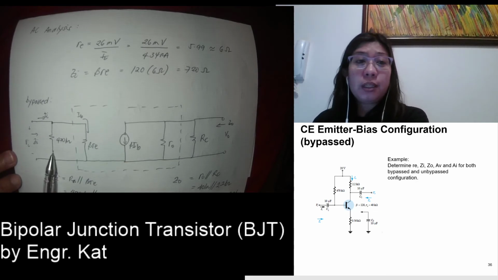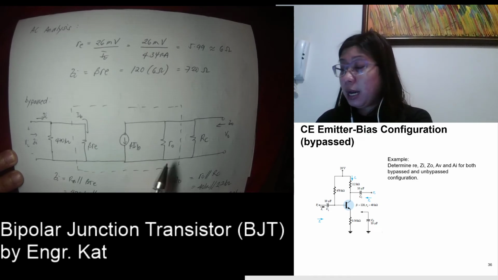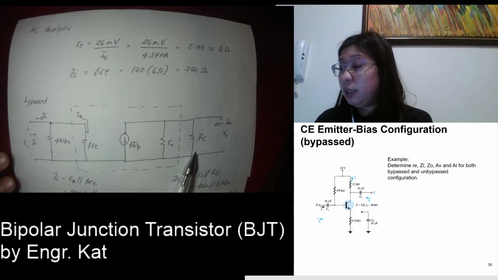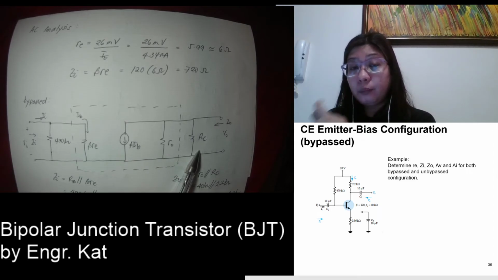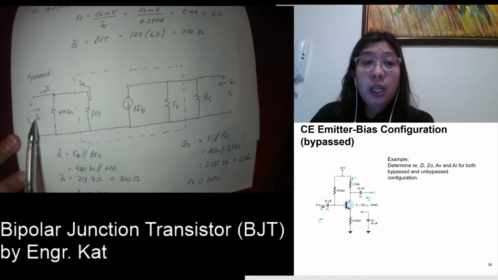So we have the 470 here, we have the beta RE here, you have the beta IB here, and then we have a given RO which is equivalent to 40 kilo ohms, and then we have your RC here. So looking at the input impedance, what is the input impedance? This is your input impedance.